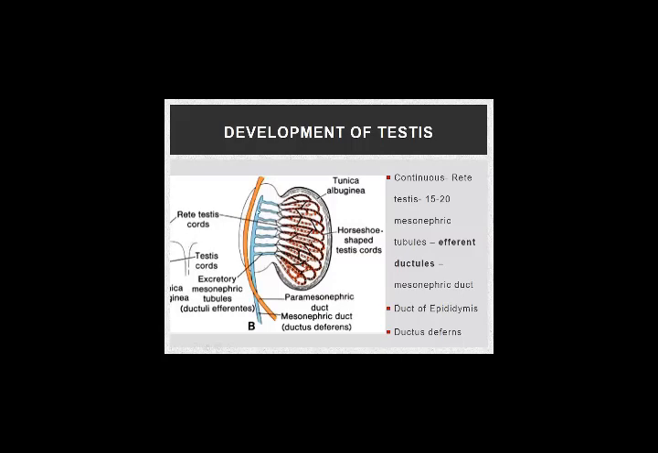mesonephric ducts. Yeah, mesonephric. Okay, this mesonephric duct becomes continuous with the duct of the epididymis, and the duct of the epididymis is continuous with the ductus deferens. Okay, so your mesonephric duct here develops into the duct of the epididymis, which is continuous with the ductus deferens.